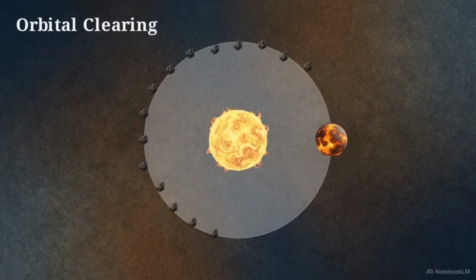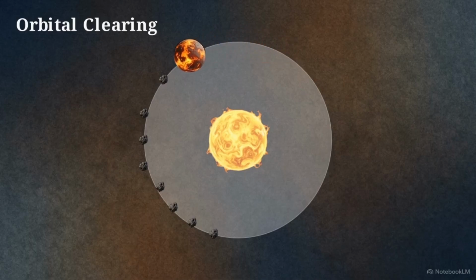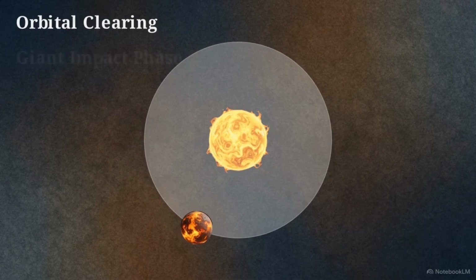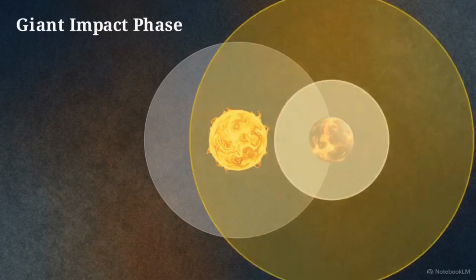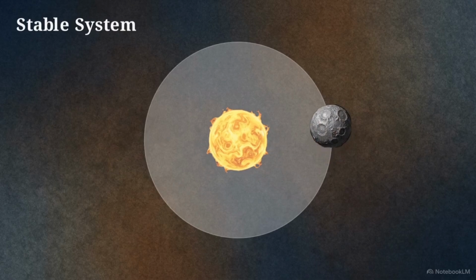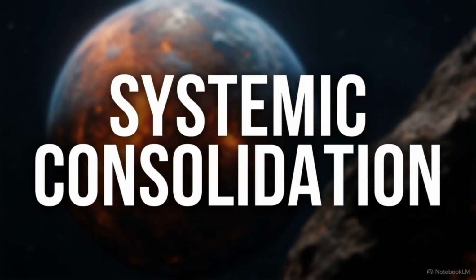Look at this process in motion. As a massive protoplanet travels its orbit, extreme gravity acts like a vacuum, sweeping the lane clear of debris. Eventually, only giant protoplanets remained. They smashed into each other until their orbits stabilized. Total cosmic destruction and violent assimilation were the mandatory mechanisms for creating distinct, massive planetary bodies.